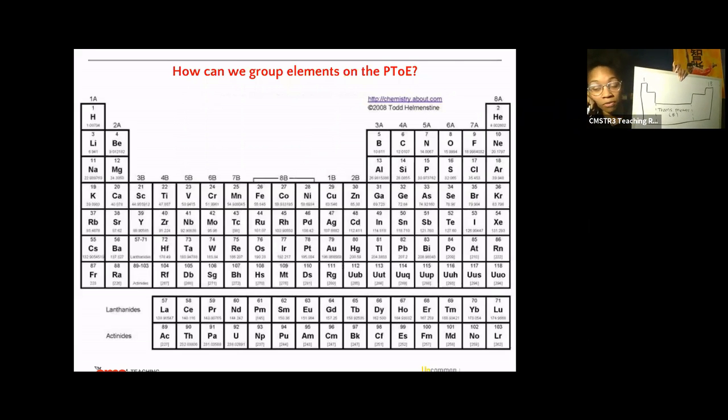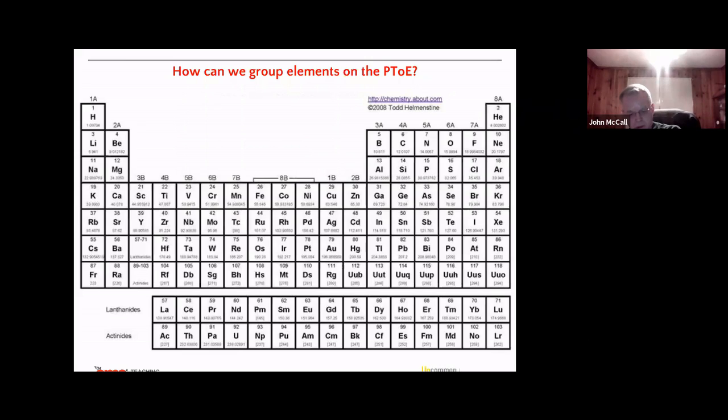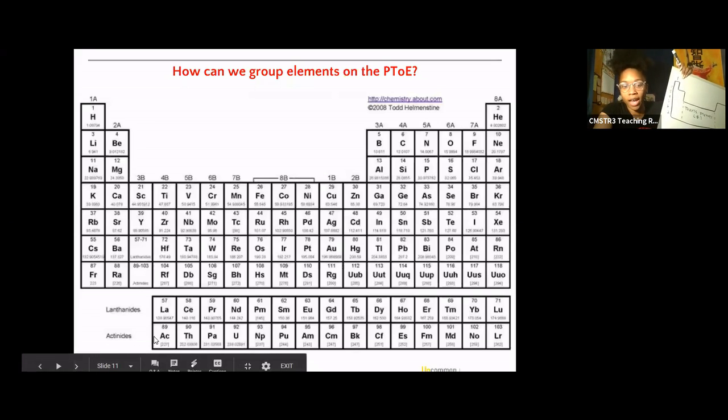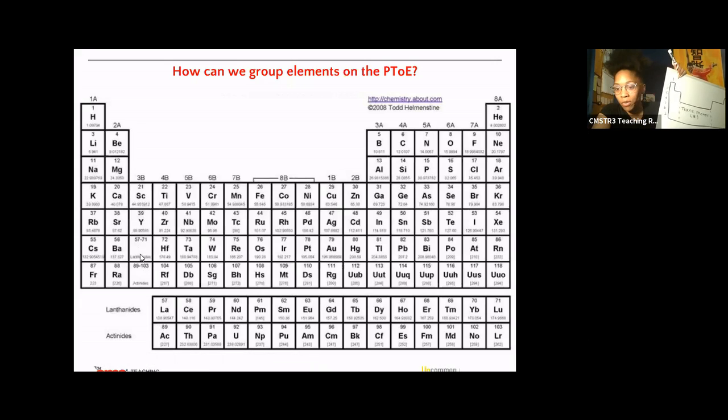They call the columns families. How many rows do we have on our periodic table? 7. So those are periods. Columns are groups or families, rows across are periods. So 1, 2, 3, 4, 5, 6, 7. I'm glad you said 7 instead of 9, because that means we know that the lanthanide series and the actinide series, these bottom 2 rows, fit into the 6th and 7th period.